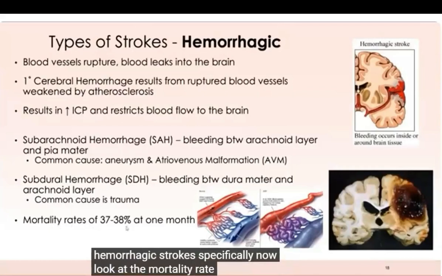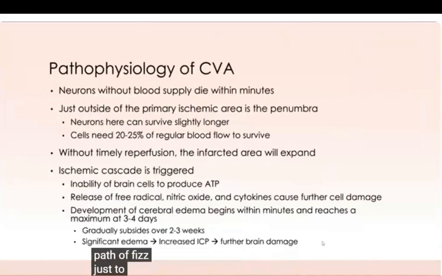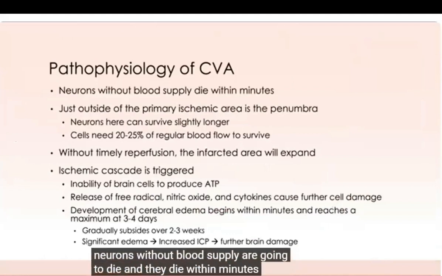Now look at the mortality rate. Instead of 8 to 12, it's 37 to 38. So a lot of patients die within 1 month. Pathophys, just to continue with this, neurons without blood supply are going to die, and they die within minutes. Okay, so it's really important that the sooner we can get treatment, the better.